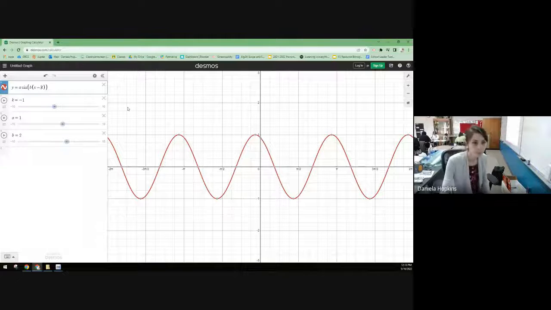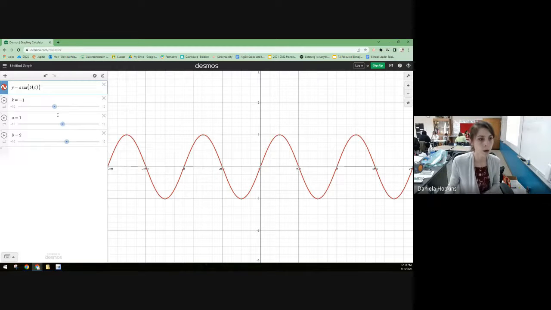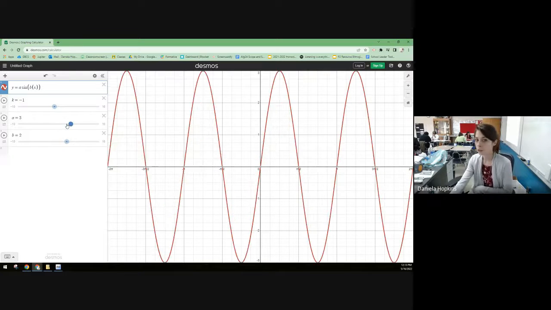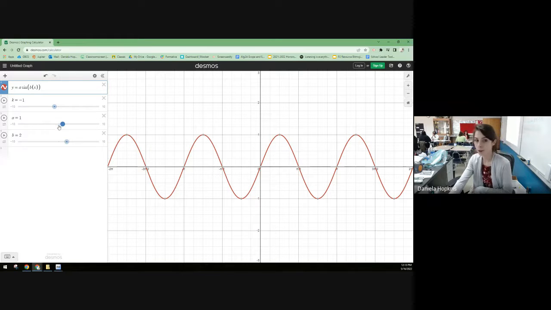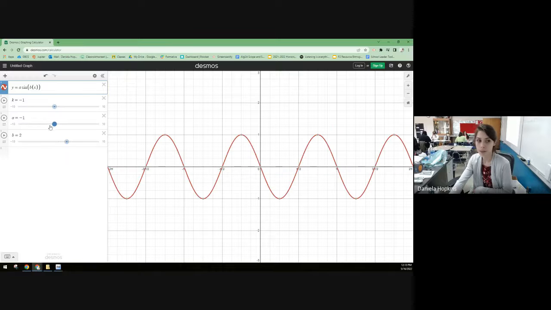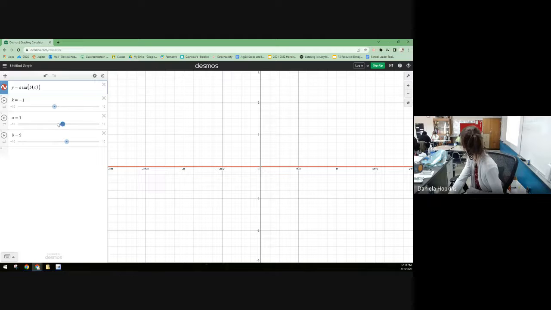Last week, we talked about changing our amplitude. That was the A, right? And so you can stretch. We stretched our graphs, and I did show you one where if you have a negative A, it flips it like that. Okay, so that's what we did last week with our A.